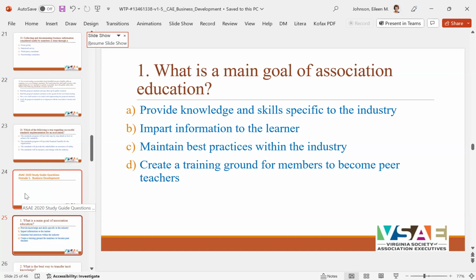Again, impart information to the learner just feels kind of too generic to be a main goal. Maintaining best practices, again, maybe I'm getting too far in my own experience, but I don't think that can happen elsewhere, not just via education channels. Again, D also kind of feels a little too specific, so I'm just going to go with A, provide knowledge and skills specific to the industry.